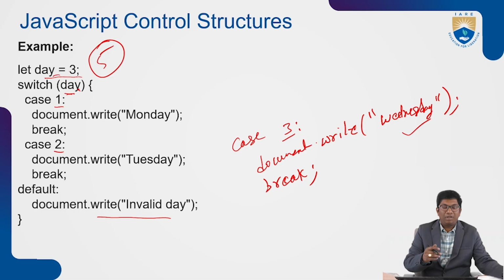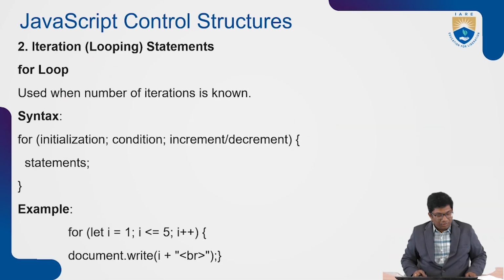So when we have multiple values, then we can use switch case, right? We'll see a simple example for age, eligible for vote or not, by writing the code.